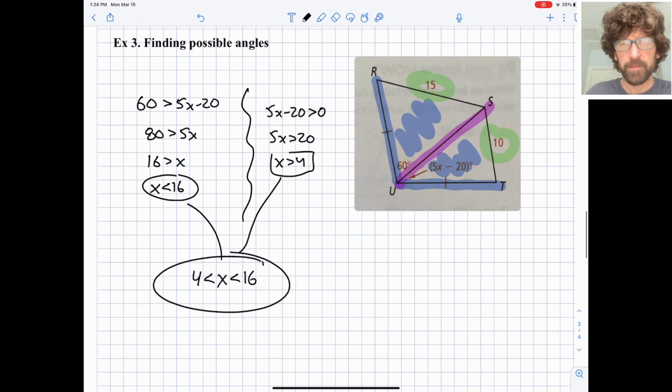So that's angle or triangle inequalities when we're comparing parts and pieces of two different triangles. And we got through it, and that's a good place to stop.